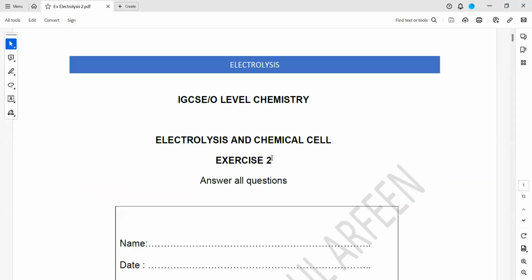I'll share a file on the group now, and you all have to solve and submit that today, related to electrolysis of a compound. Any question or doubt related to the session today?